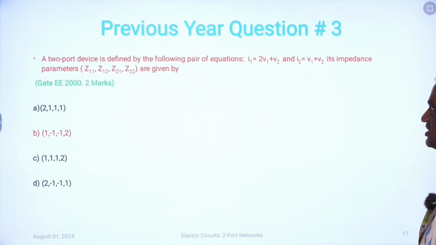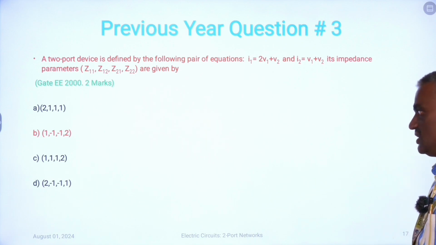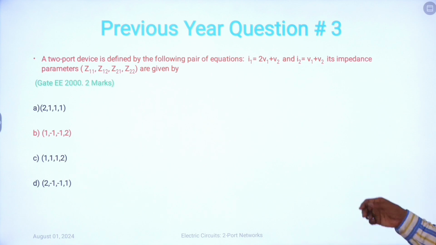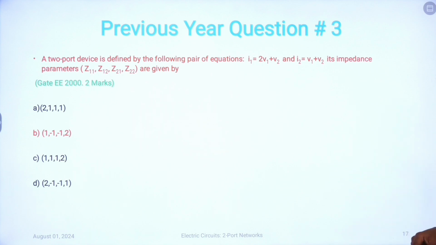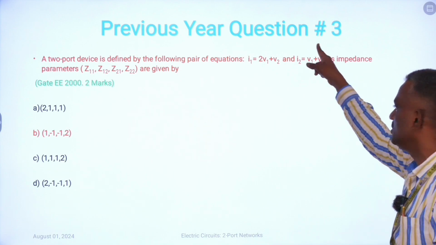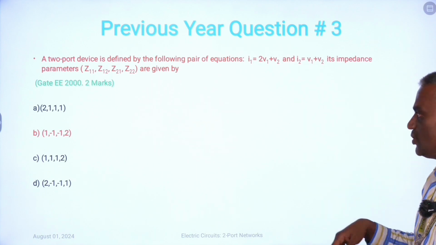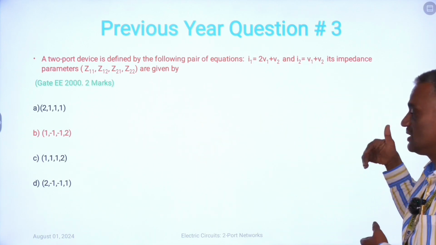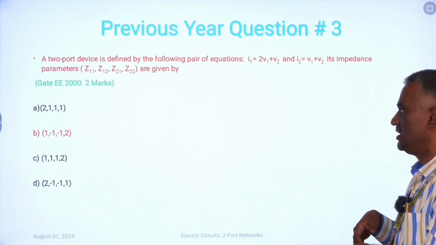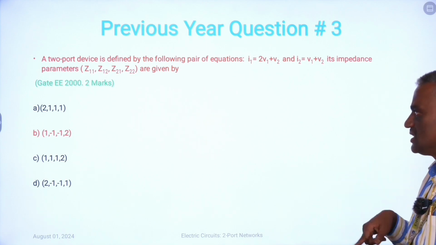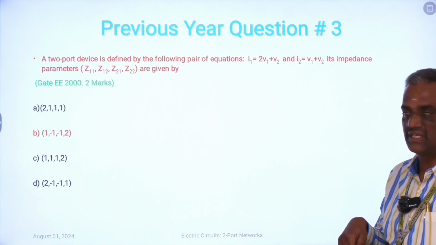Fine. The last question is a 2-mark question. I had taken a 1-mark question, I'm sorry. This is a 2-mark question which was asked in GATE 2000. It's a very nice question. The two-port device is defined by the following pair of equations. They have given 2 equations. What about their impedance parameters? They are asking us to calculate the value of the impedance parameters. It is a direct application of the first parameter. They are asking Z11, Z12, Z21, and Z22.